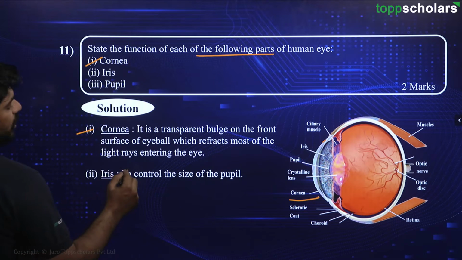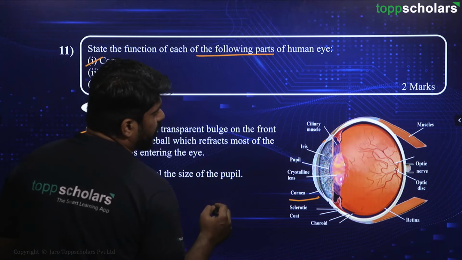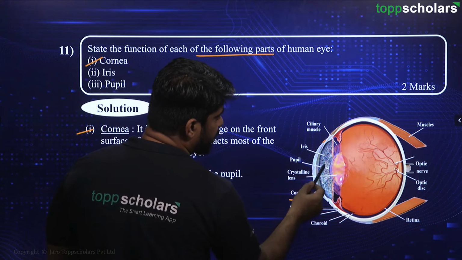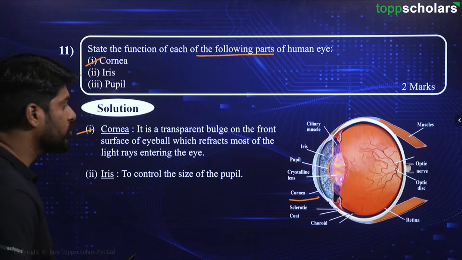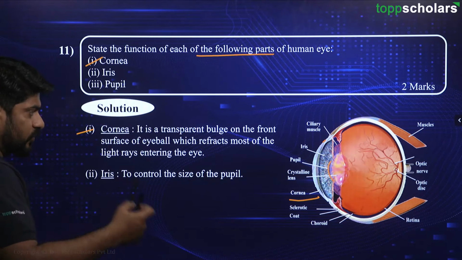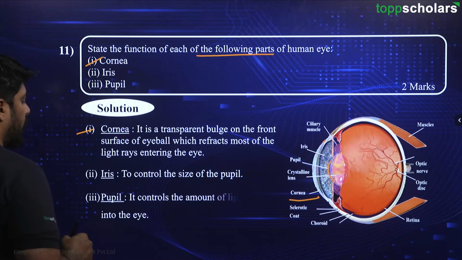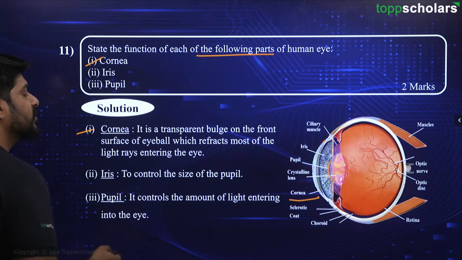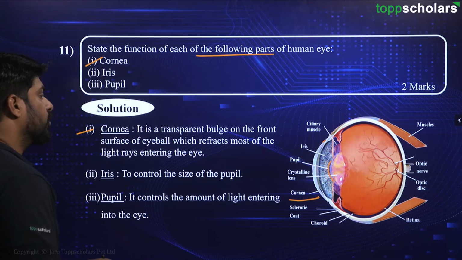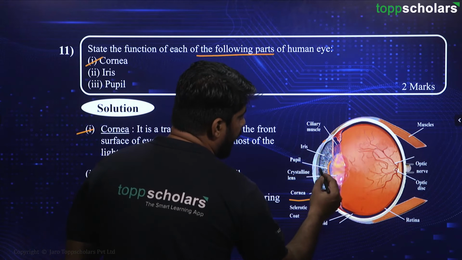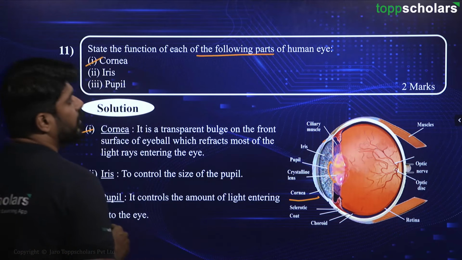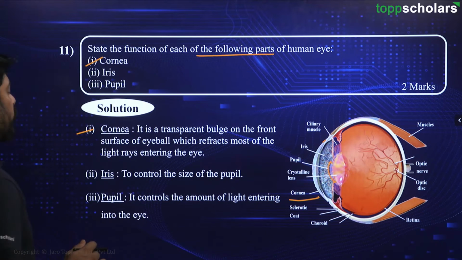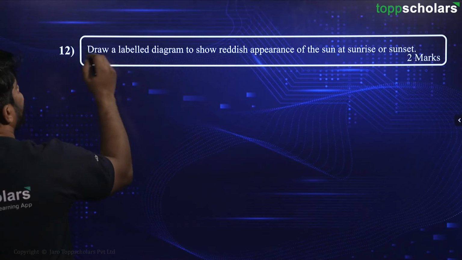Second, iris. To control the size of the pupil. So here we can see this is the iris and here is the pupil. So to control the size of the pupil, this iris works. Then we have pupil. It controls the amount of light entering into the eye. So the light enters through this pupil itself. So these are the functions of different parts of the eye. So let's look at the next question now.